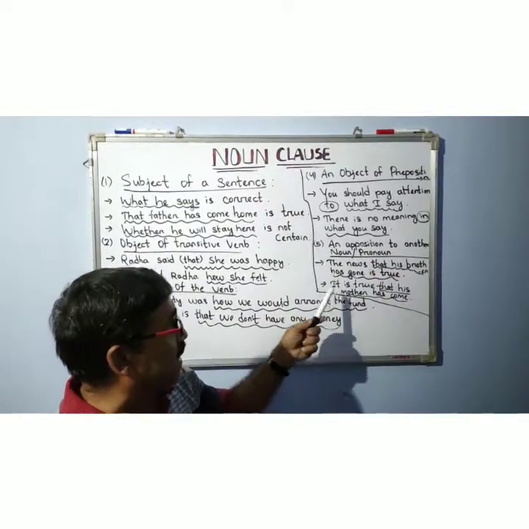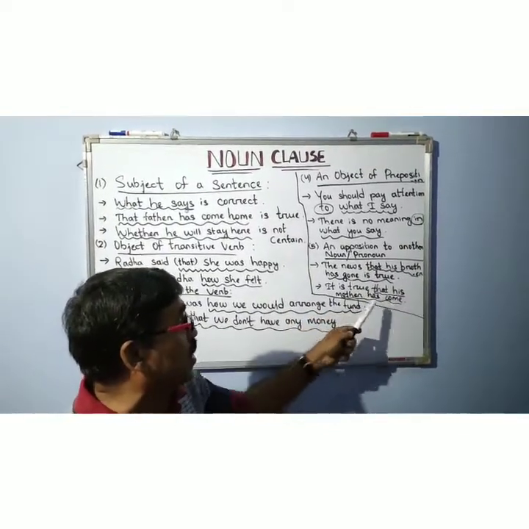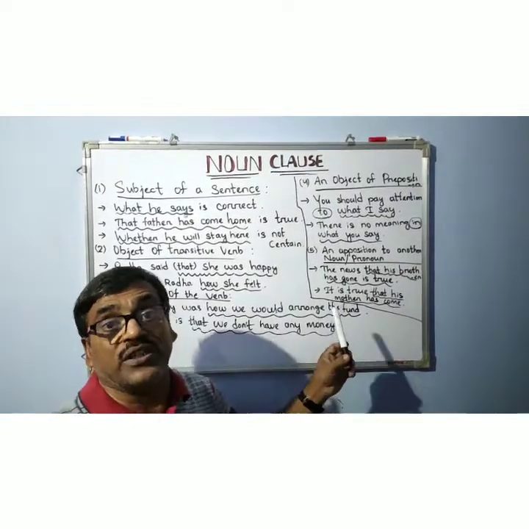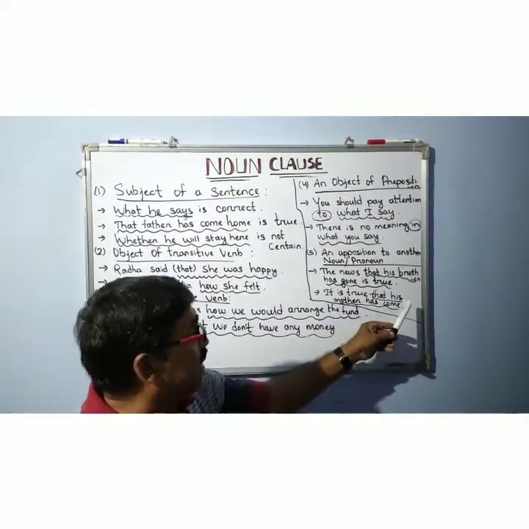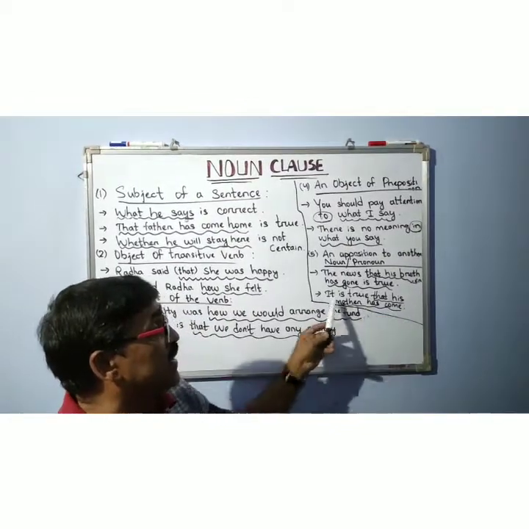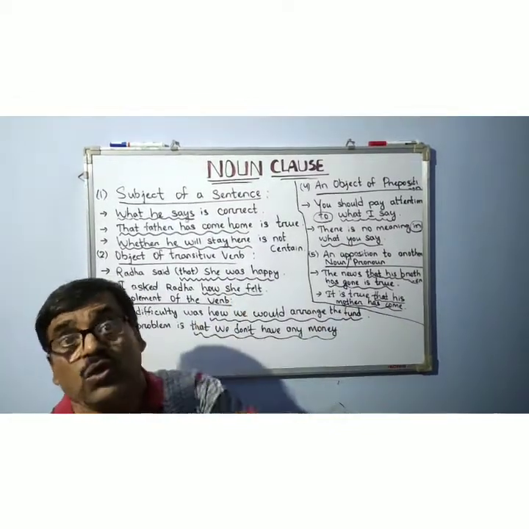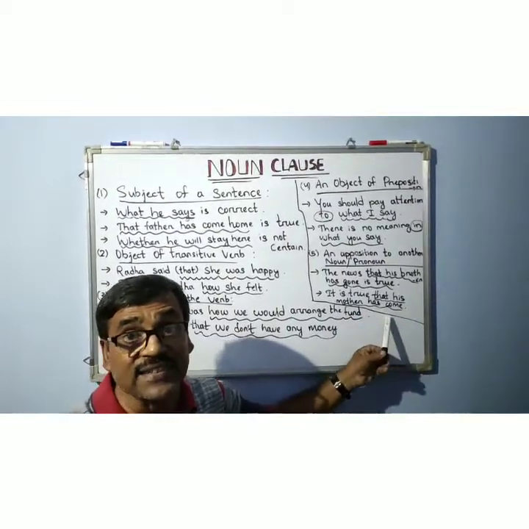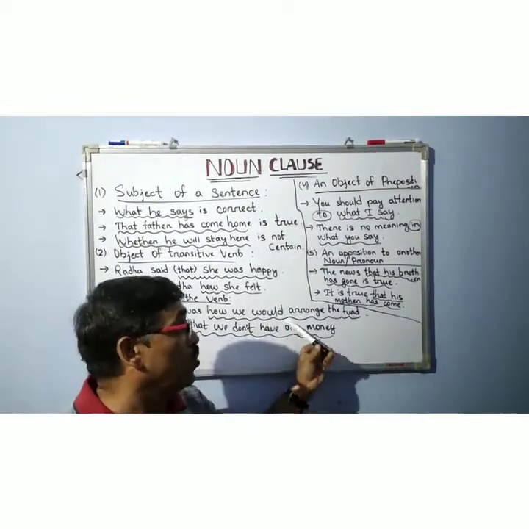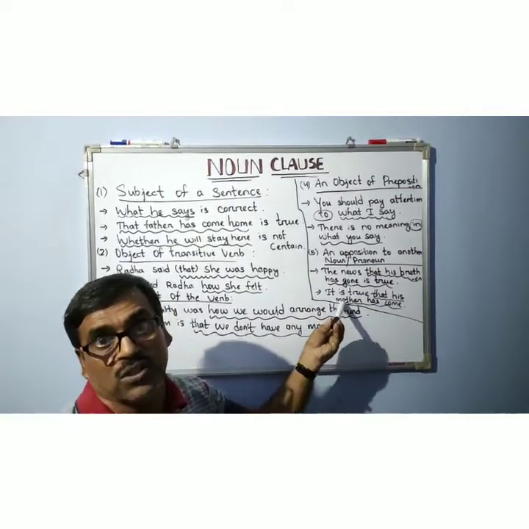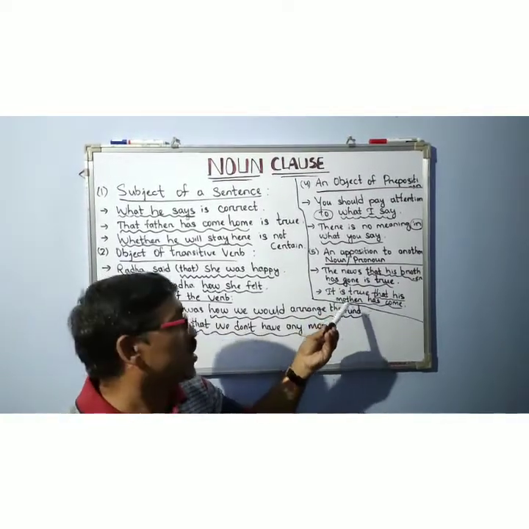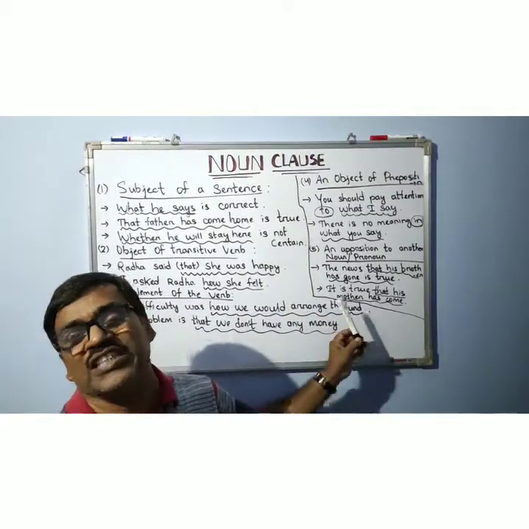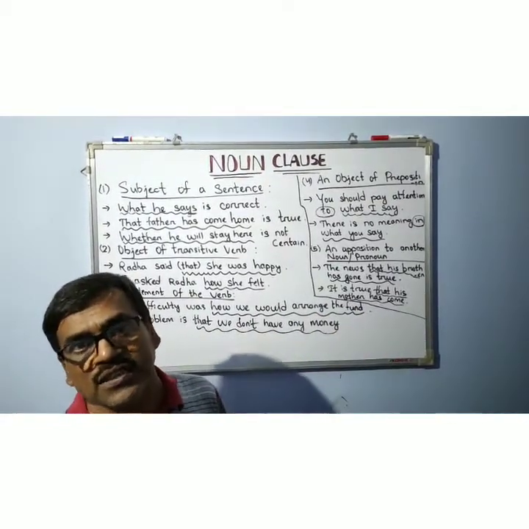The second example is: it is true that his mother has come. "It is true" is the main clause. "That his mother has come" is the noun clause, because it starts with the word "that", and it is an apposition to the noun "mother". So the news, it is true. That means it is true. What is true? His mother has come.